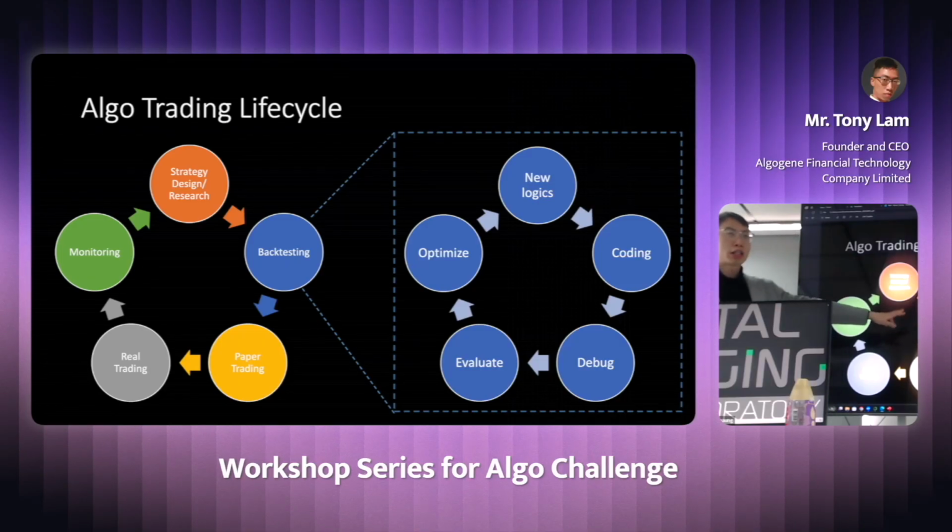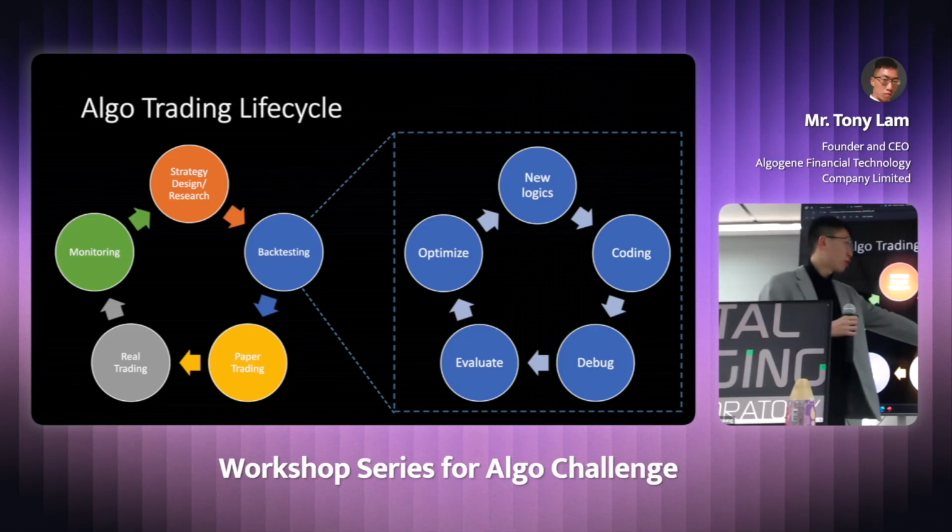What backtesting means, the basic idea, is that you apply your trading strategy over a historical period, to see how you would have performed during the past period if you followed your trading logic. It is the most important component of the whole algo trading life cycle. And for backtesting, we can further break it down into 5 steps.